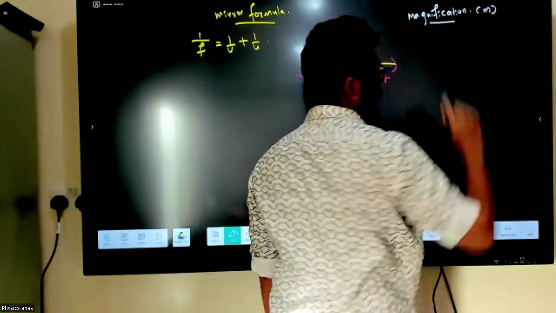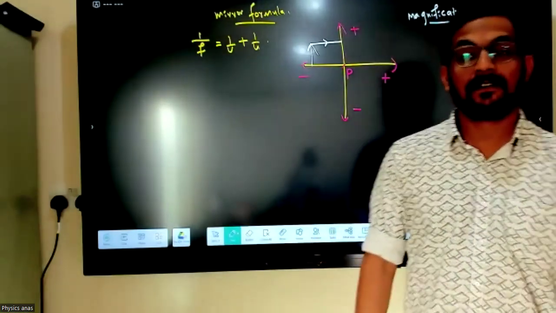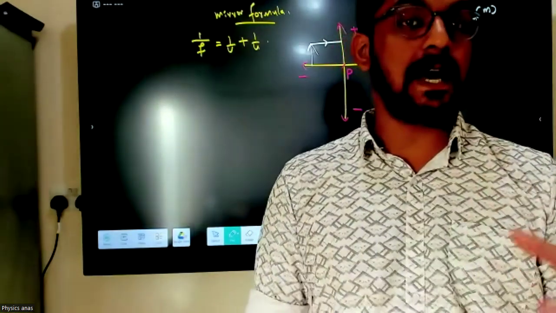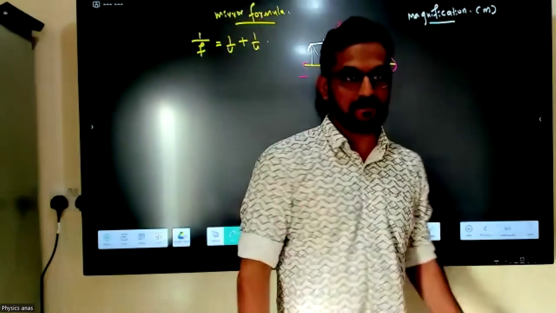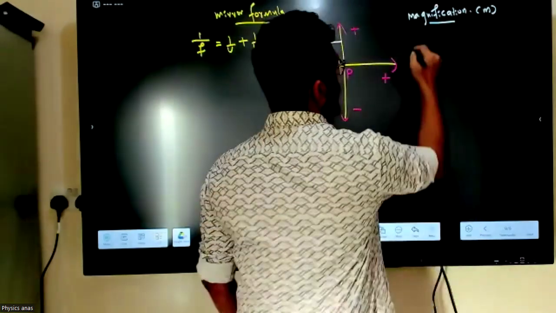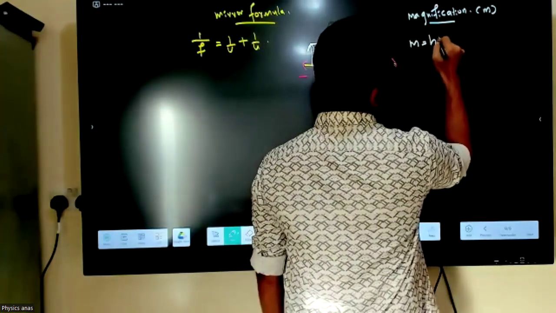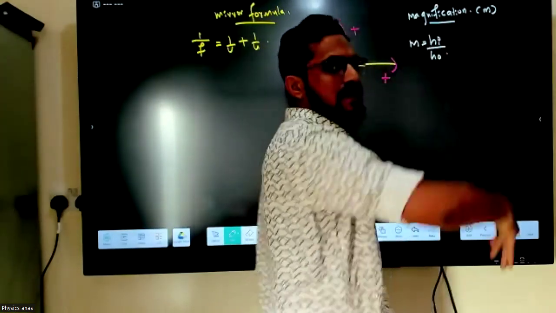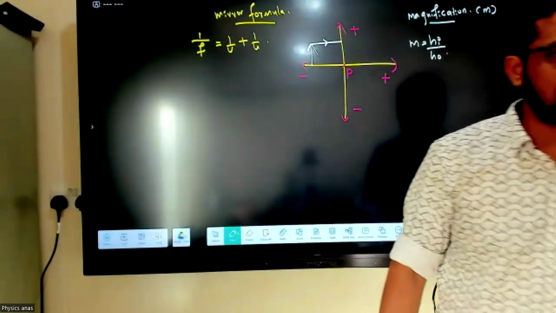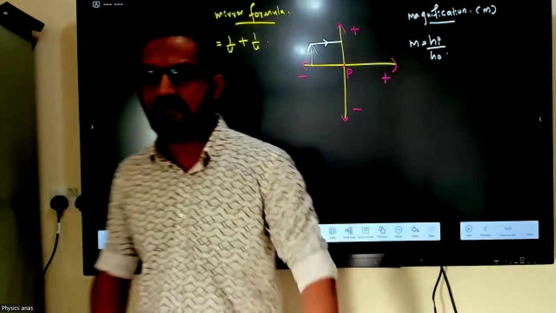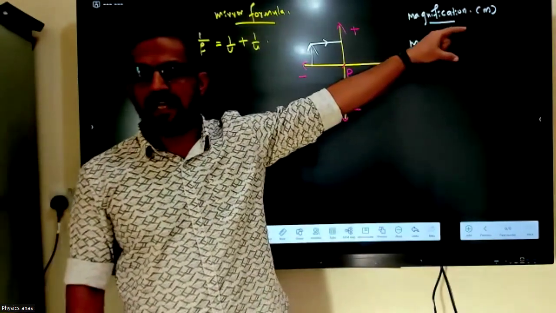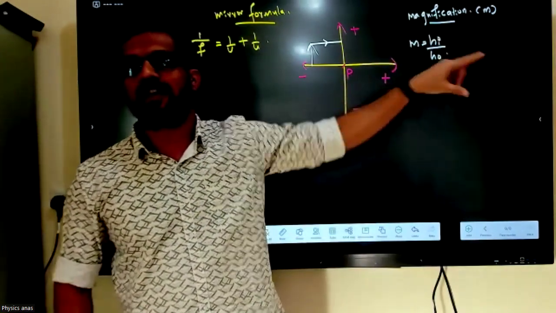Magnification can be represented with this M. What is that? How much larger is the image when compared to the object? That's magnification, and it has an equation: M is equal to HI divided by HO. You can use this equation to define magnification. What is magnification? It is the ratio of the height of the image to the height of the object.